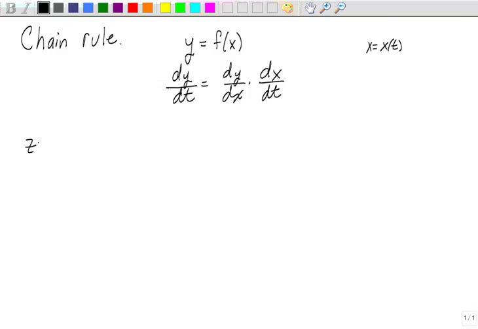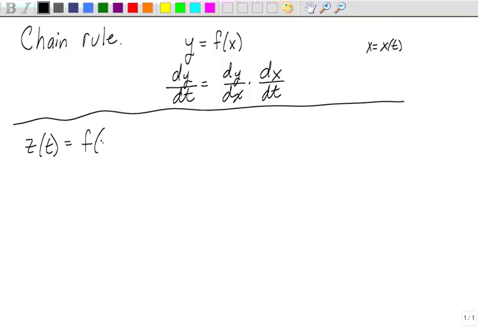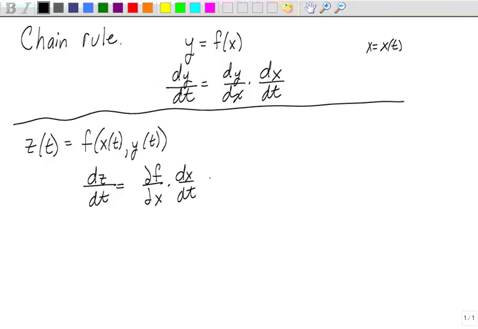Well, suppose z is a function of t. So we have f of x of t and y of t. Then we would say that dz/dt is the partial of f with respect to x times dx/dt plus the partial of f with respect to y times dy/dt.